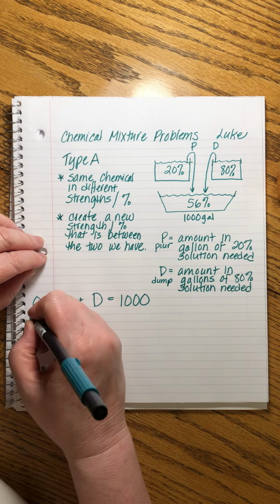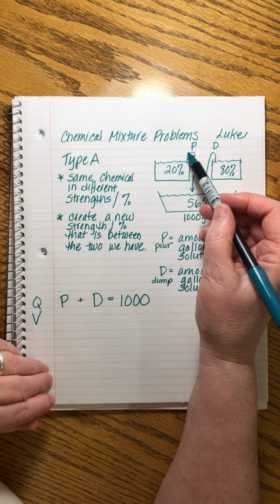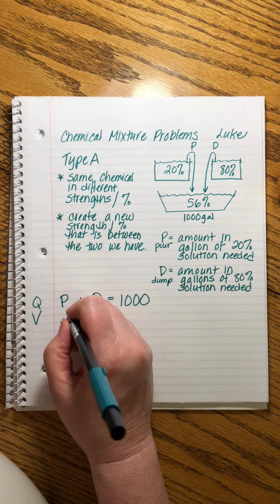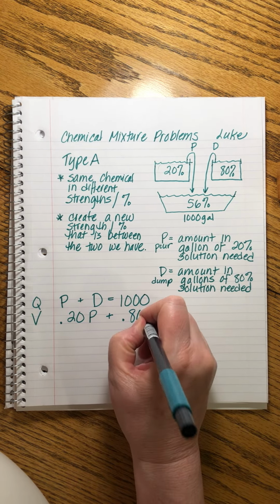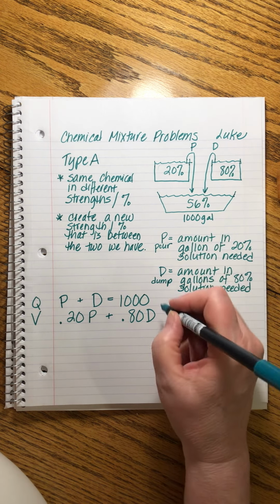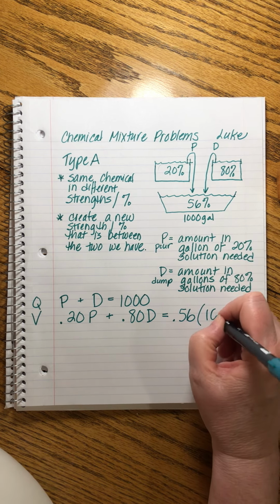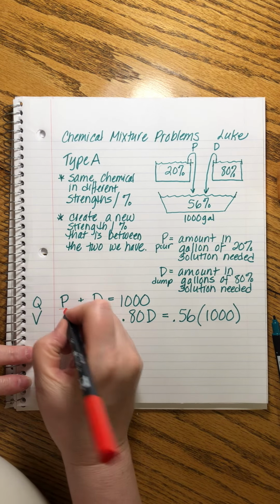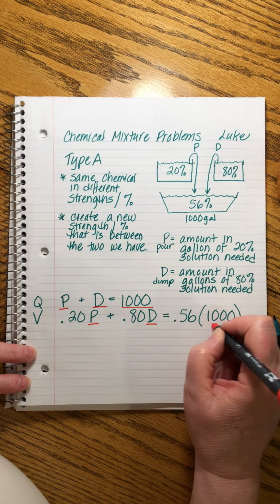So I'm going to write a value statement. Just like with our coin problems, we multiply the number of coins times how much they're worth. We're going to multiply the amount that we pour in by the strength of it. So I'm going to use decimals because 20% equals 0.20. So 0.20 times the amount that we pour in plus 0.80 times the amount we dump in will equal 0.56 times the amount that we have in there. Do you see how there's the P, there's the D, and there's the 1,000.